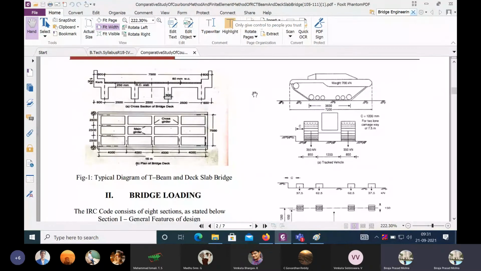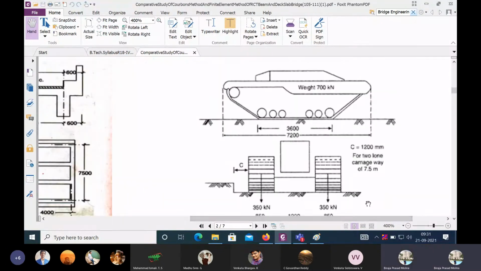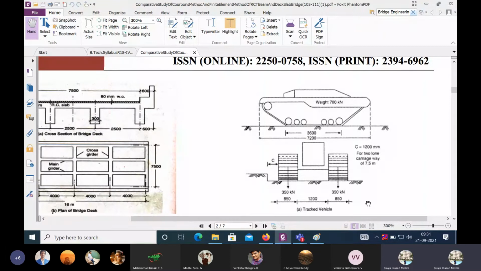IRC, yes, see this one. So we have the IRC tracked vehicle. Now, this question has been asked a lot of times in the exams. What is the weight of IRC class A8 tracked loading? The answer is it is only 700 kilonewtons. So this 700 kilonewtons has been idealized.